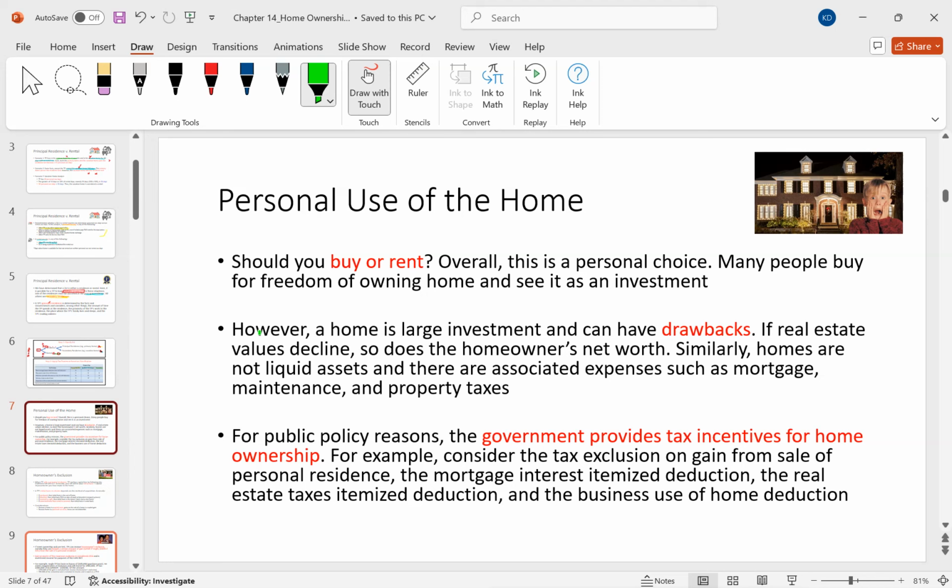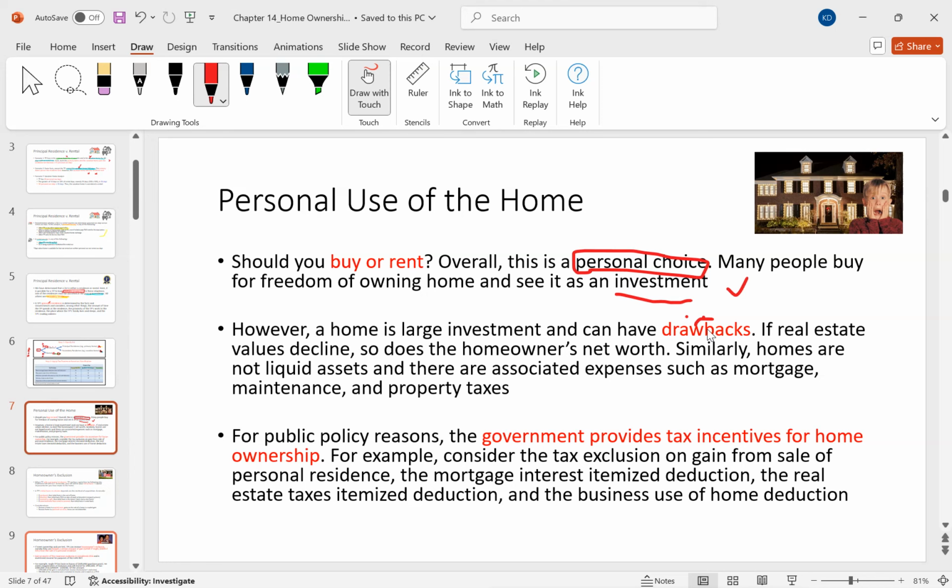Now, one of the things, right, should you buy or should you rent? This is a personal choice, right? There's definitely good and bad that comes with a home. In some ways, it's good because it's like an investment. Every time you make a mortgage payment each month, you're getting equity in that home. However, there's also bad that comes with it. Homes are expensive. There's property taxes on those homes.